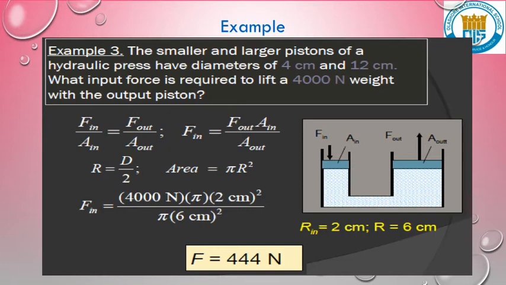So all we need to do is to make input force subject of the formula, and then of course we find our areas. Area, as we know, is pi r squared. That is circular surface area. R meaning radius. That means you have to divide the diameter by 2 to get the radius. So after getting your area for both pistons, you can now put the areas in the formulas, and then you find your input force. If you do that well, you find that your input force is 444 newtons. So that means that for this setup, you need an input force of 444 newtons to be able to lift a car of 4,000 newtons weight.